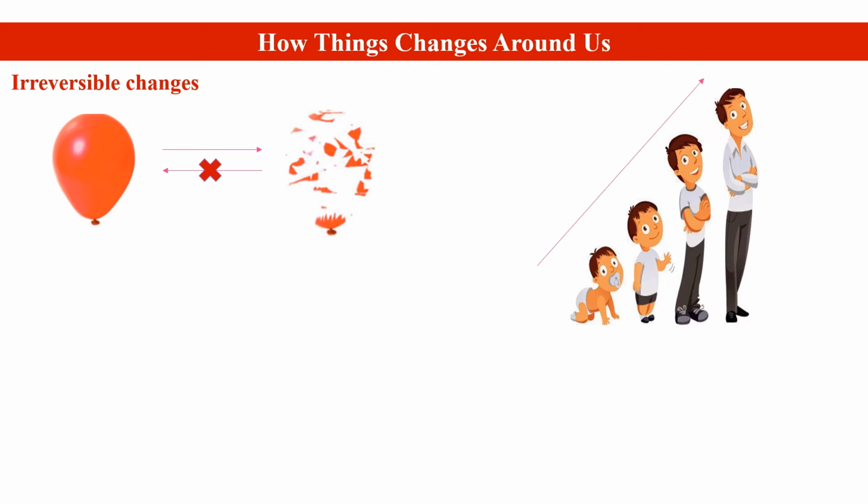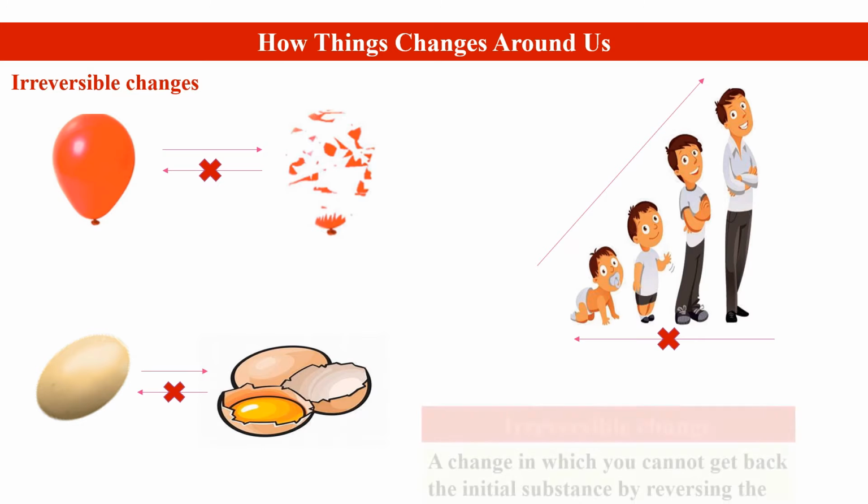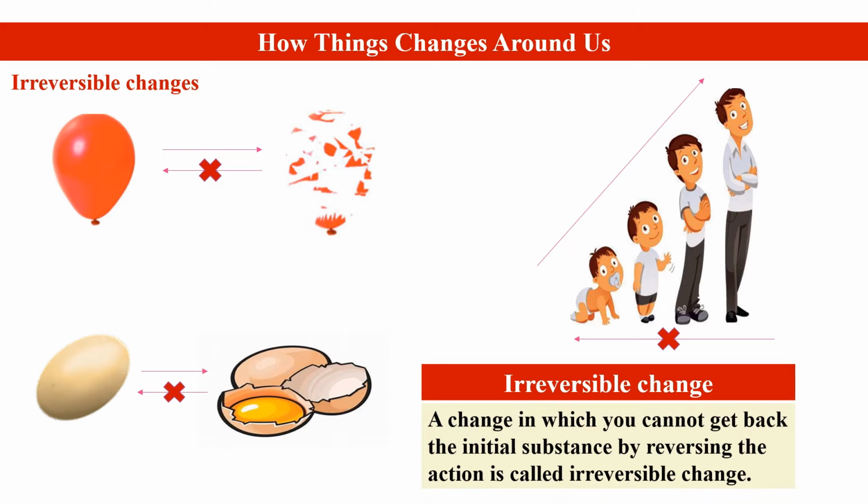In the same way, growth of a baby to an adult. It is not possible to come back to baby state once a baby turns into an adult. In the same way, if you drop a whole egg on the floor, it is not possible to get the egg back as a whole. So all these changes are irreversible changes. So what is an irreversible change? A change in which you cannot get back the initial substance by reversing the action is called an irreversible change. I hope the first classification is clear for you all.